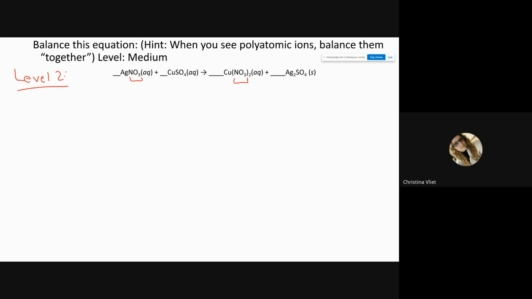And I also see a polyatomic ion here. The one that's right there. See it? You look for those 3 oxygens or those 4 oxygens, and you're almost for certain that's a polyatomic.